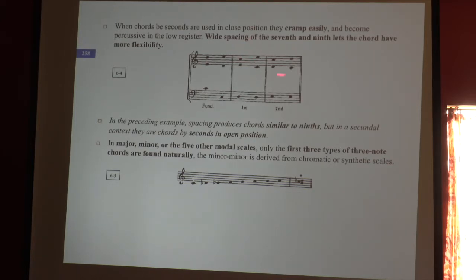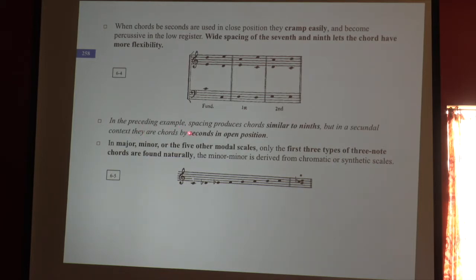Wide spacing of the seventh and the ninth lets the chord have more flexibility. So we're spreading them out this way. So this is the fundamental with the C. That's a beautiful chord. Now, first inversion. I say it's interesting. You see, we end up with a major seventh, a major third, a major tenth being sounded here, and then we have a ninth here, just by all these inversions. So we're spreading them out.